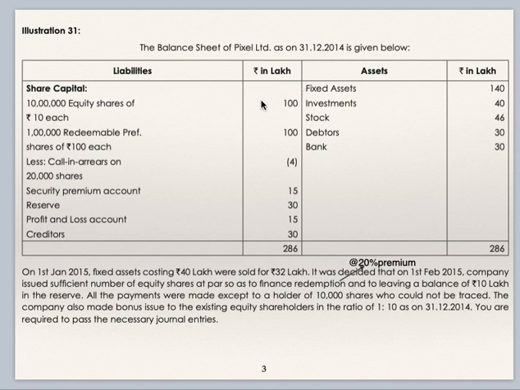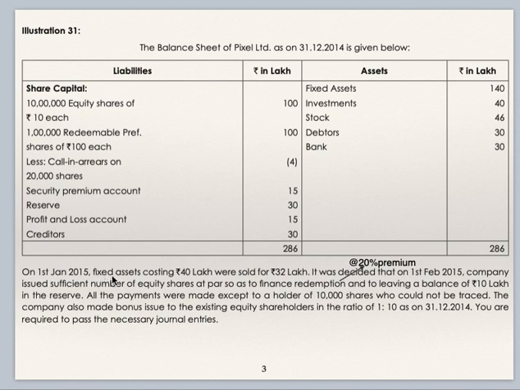10 lakh equity shares of 10 each. 1 lakh redeemable preference shares of 100 each. Call arrears on 20,000 shares is given. Then securities premium account, reserve, profit and loss account and creditors. On the asset side, you have fixed assets, investment, stock, debtors and bank.